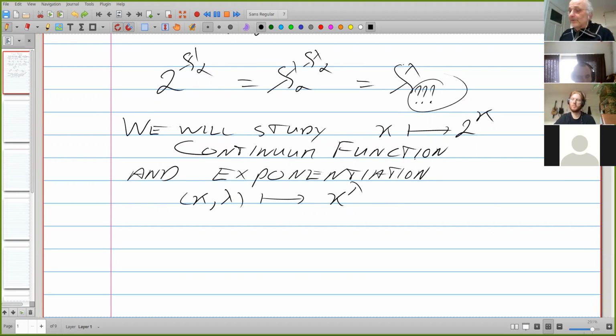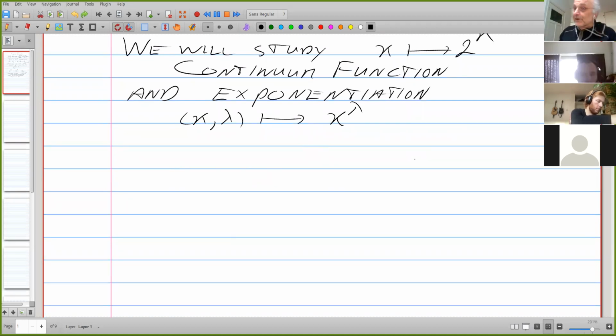And where does that come from? Well, that comes from what we will do in a few weeks. We'll discuss the forcing method, and the forcing method will help us show that very many of those conditions that we pose are actually possible. So there is lots of variation in the behavior of the continuum function and the exponentiation function. But we can pin a few things down. And that is what we will do today, using relatively elementary methods.